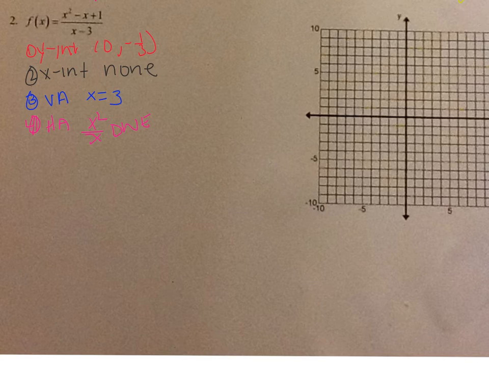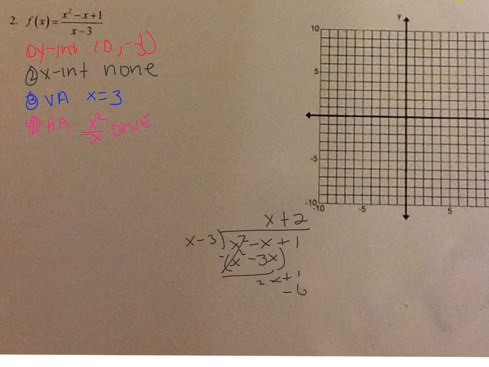This slant asymptote I'm going to have to figure out over here on the side. So I have x minus 3 divided into x squared minus x plus 1. I get x. That's negative 3x, x squared. Subtract. So I get 2x plus 1. So this is plus 2. Multiply down, I get negative 6. And 2x, subtract, and I get 7 as a remainder. So this is my slant asymptote. This is number 5. Slant asymptote is y is equal to x plus 2. And let me just get rid of that.